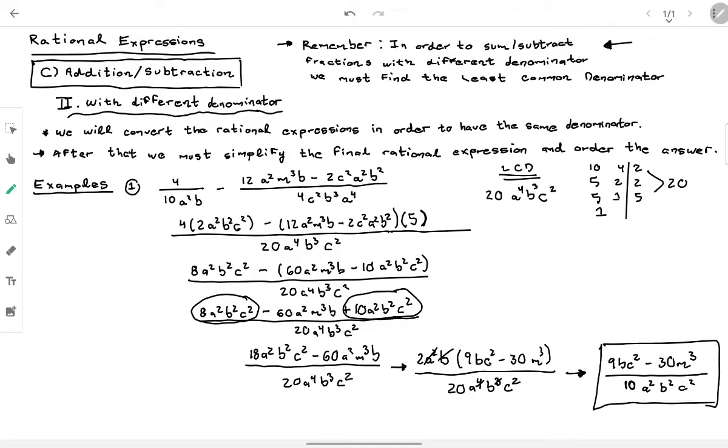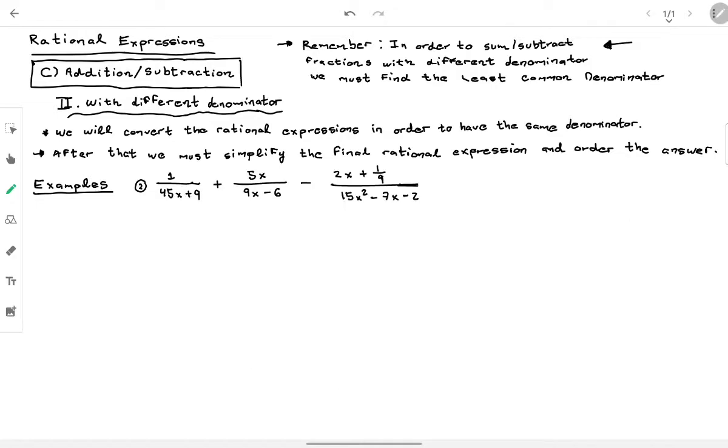So how to do this kind of exercise? It's like that. We need to have the same denominator in order to make a normal addition or subtraction of rational expressions with a common denominator. So let's see another example.